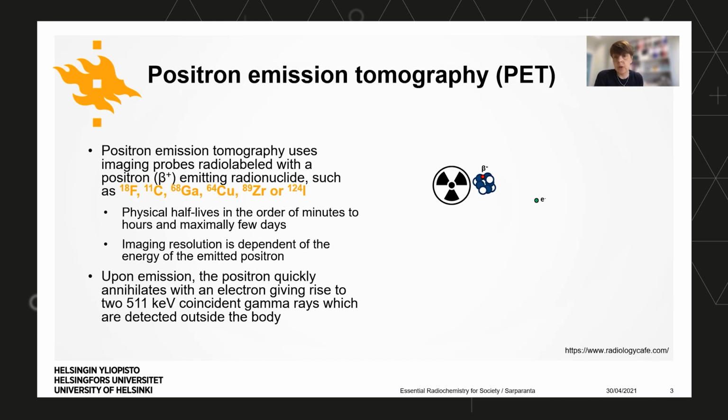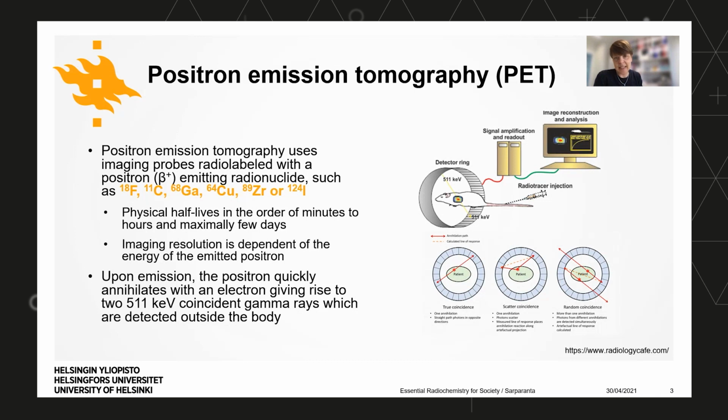The imaging resolution, or the resolution of the PET image, is dependent on the energy of the emitted positron. And now, Sudeep, if you click, we get the animation there. Upon emission, the positron will annihilate with an electron, giving rise to two 511 keV coincident gamma rays, which are detected outside of the body. You can click again. And again.